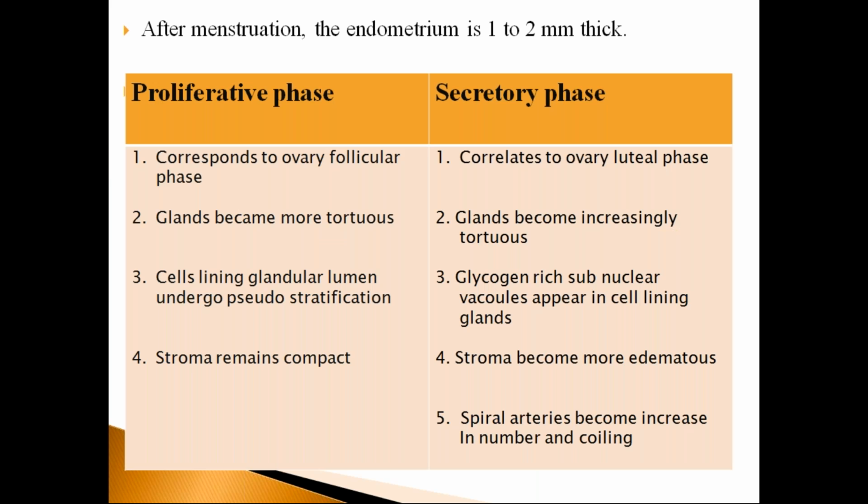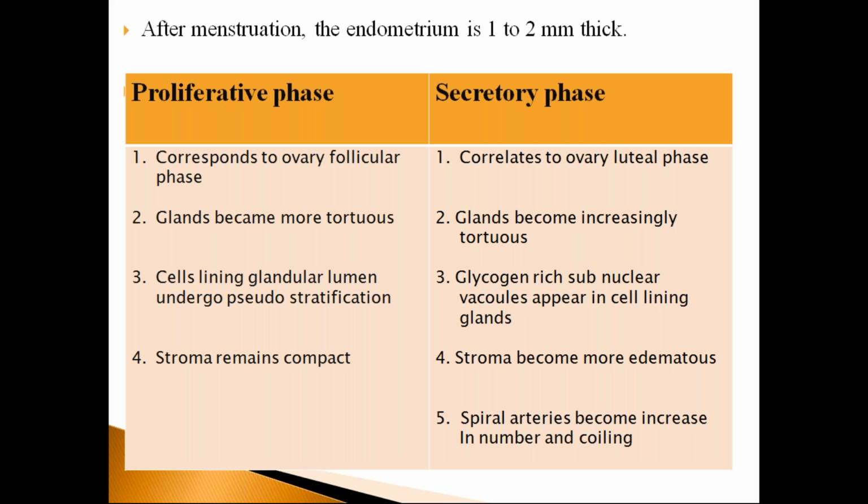The endometrial changes that happen in a menstrual cycle are divided into the proliferative phase and the secretory phase. Immediately after menstruation, the endometrial thickness is usually 1 to 2 mm, after which the proliferative phase starts. This proliferative phase coincides with the ovarian follicular phase, where the glands increase in length and number, and cells lining the glandular lumen undergo pseudostratification, and the stroma remains compact.